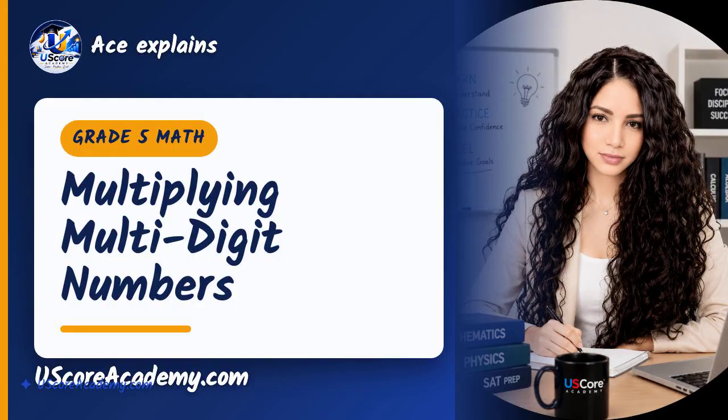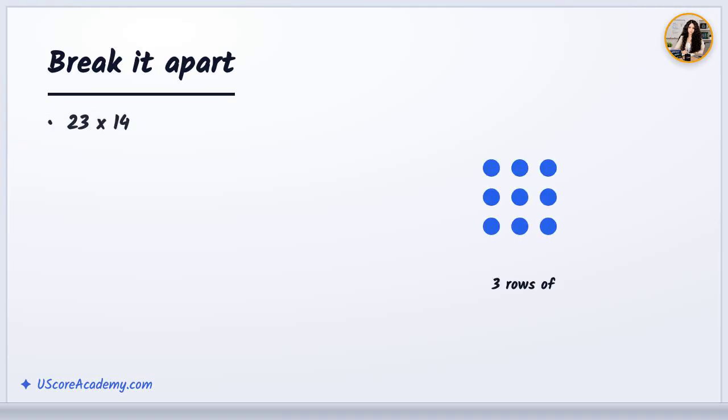Let's learn multiplying multi-digit numbers together, step by step. When numbers get big, we break them into place value parts. To find 23 times 14, split 23 into 20 plus 3, and 14 into 10 plus 4. Now we have smaller, easier pieces.